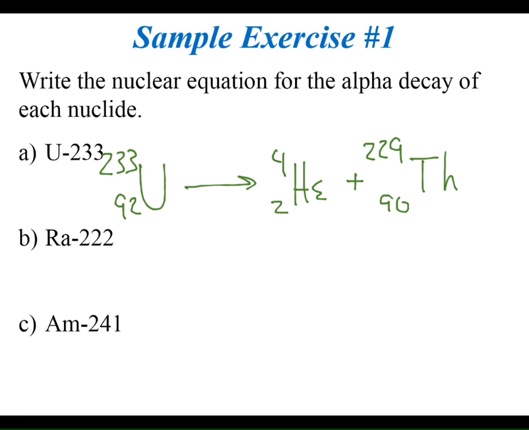Radium 222. So if radium 222 undergoes an alpha decay, what other daughter nuclide will it produce? Predict that.